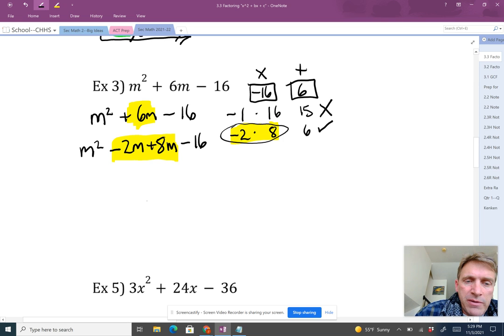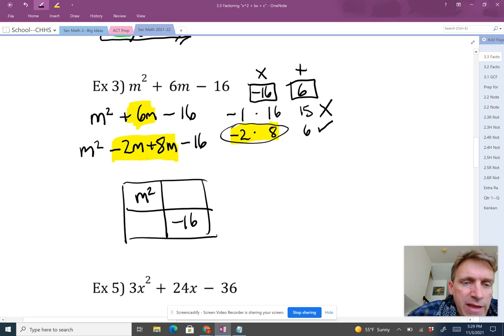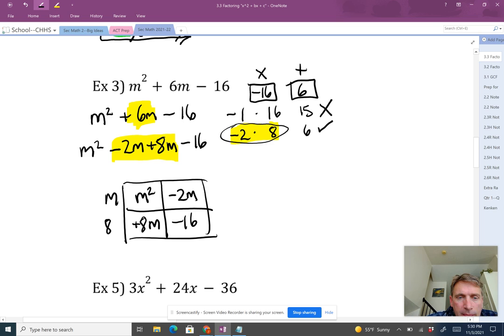Now I can write this. I'm going to use a box this time. And so I write m squared in the first box, and I write minus 16 in the last box. And it doesn't really matter how I put these other two terms. I'll go ahead and put minus 2m up here and 8m down here. So m squared minus 2m have in common m. And 8m minus 16 have in common 8.